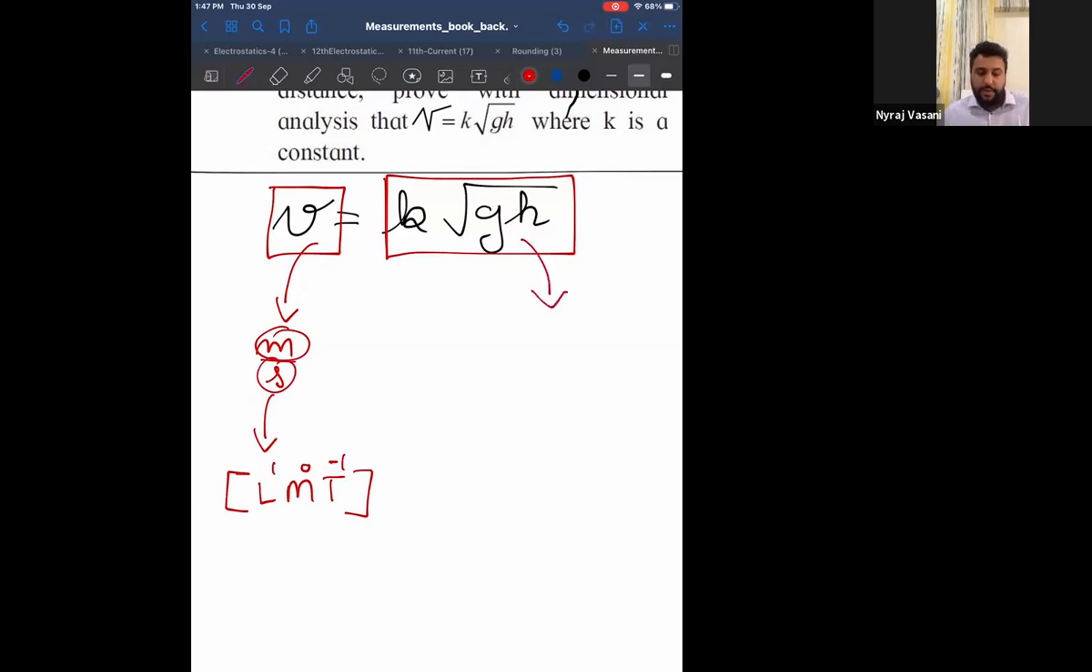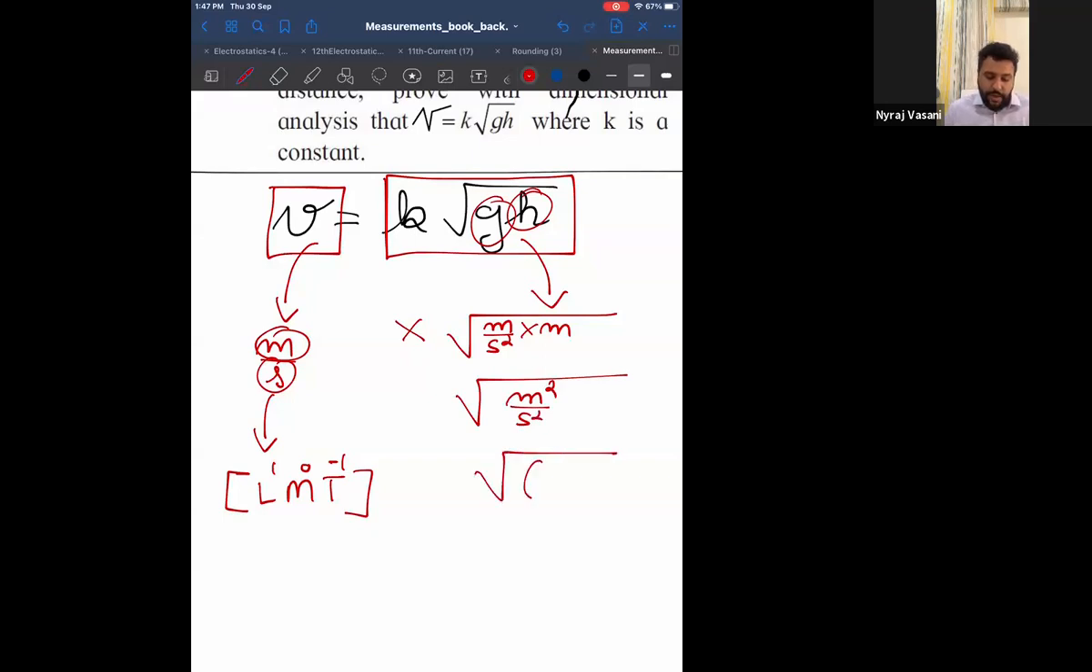Now K into square root of GH, K does not have any unit. Square root of G. What is G? Acceleration due to gravity. It is meter per second square. Into height. What is the unit of height? Height is meter. Therefore, I will get square root of meter square per second square, or I can write it as square root of meter per second the whole square. So can I say square root and square will cancel? Therefore, I will get meter per second itself.